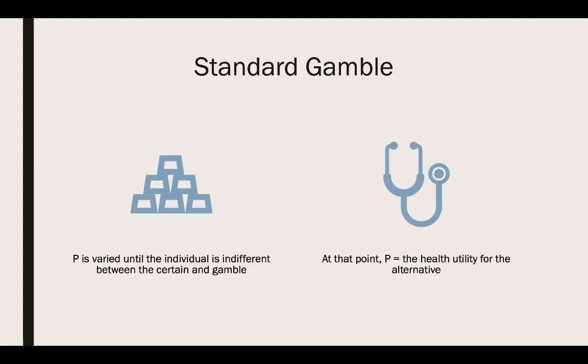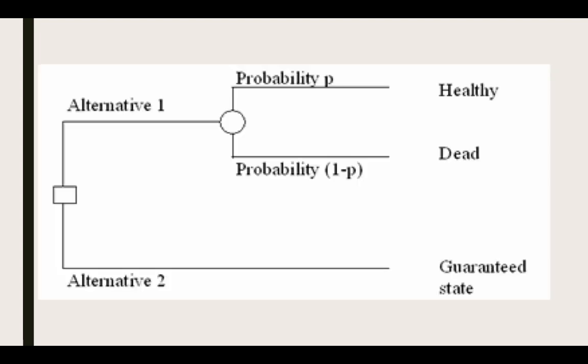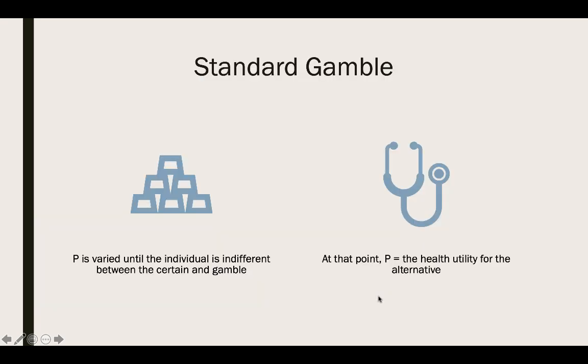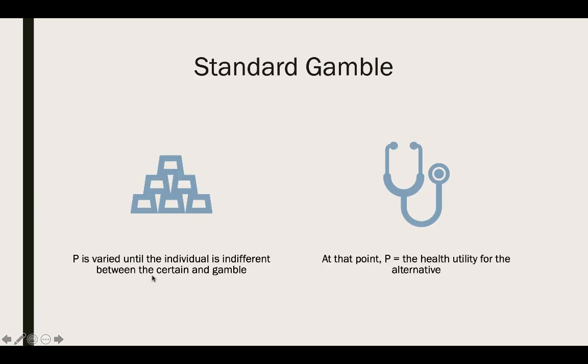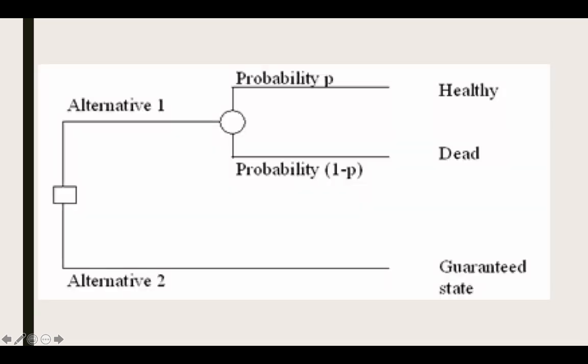So the P, the probability, we play with those probabilities. We will plug in that number P. So maybe there's a 20% chance that I'm healthy and an 80% chance that I'm dead. Well, given that, for myself, I'm going to choose alternative 2, where there's a guaranteed health state. So we're going to play with P until the two choices, alternative 1 and alternative 2, I am indifferent between the two. I don't care if I'm in choice 1 or choice 2.